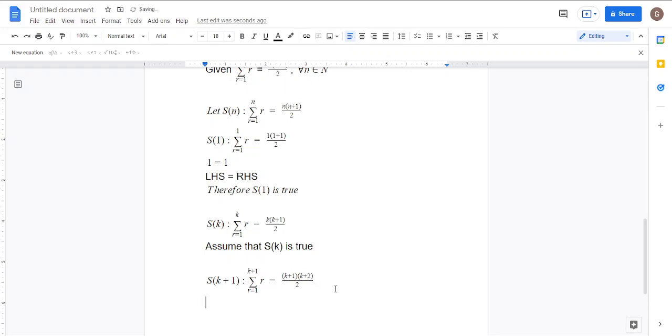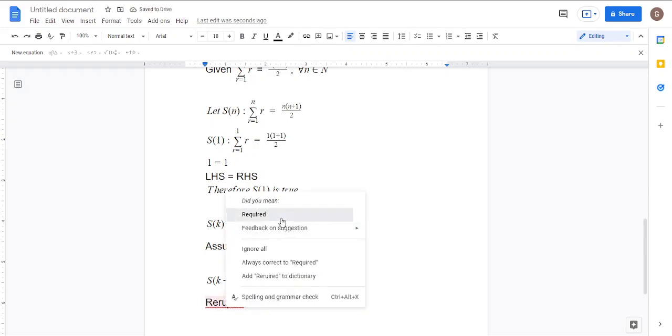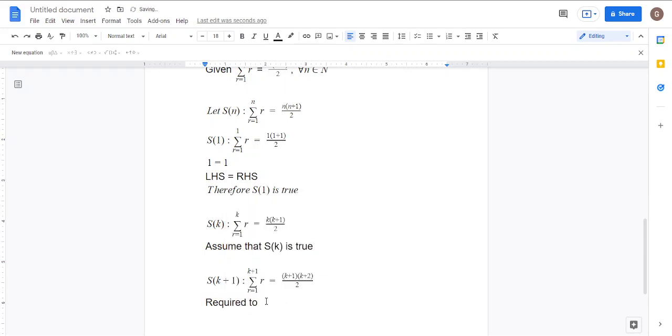Alright, but you understand this part where we plug in k plus 1. Yes, please. Okay, just making sure. So we're going to say now required to prove, I spelled required wrong, my bad. Required to prove that S of k plus 1 is true.